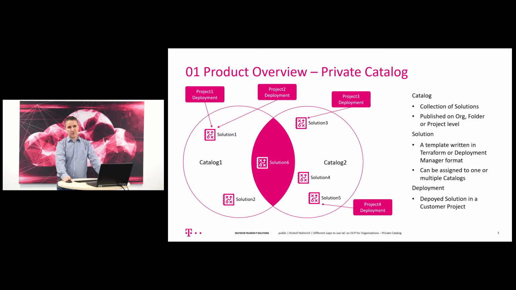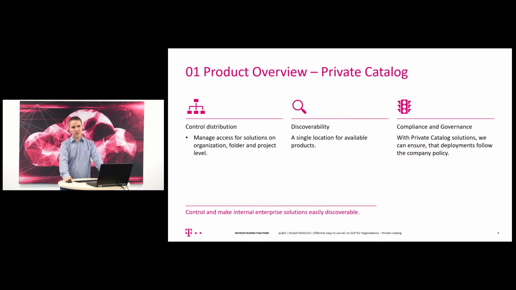Actually, private catalogs can be split into 3 parts. First of all, the catalog is a collection of solutions. It can be published on organization level, on folder level, or on project level. Solutions are written in Terraform or Deployment Manager format. They can be assigned to one or multiple catalogs. Deployments are the solutions which are deployed on the customer project. With private catalog, we can control the distribution, on which level we want to share the solution with the customers. From the customer point of view, he can find all the available solutions in his project.